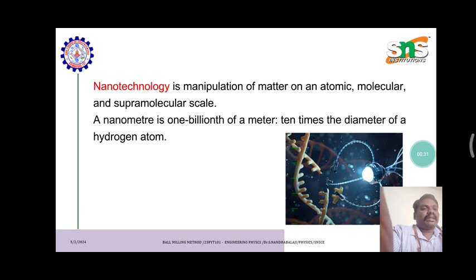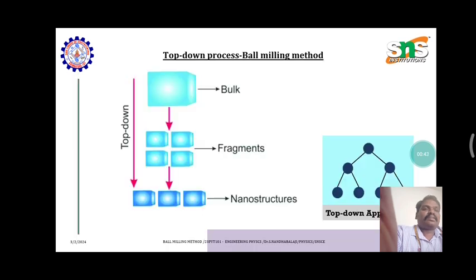Nanotechnology is the manipulation of matter on an atomic, molecular, or supramolecular scale. A nanometer is one billionth of a meter, about 10 times the diameter of a hydrogen atom. The top-down process, the ball milling method, is shown in the figure. The bulk material is the base material; it is broken into fragments, and the fragments are broken down into nanostructured devices. This is called the top-down process method.